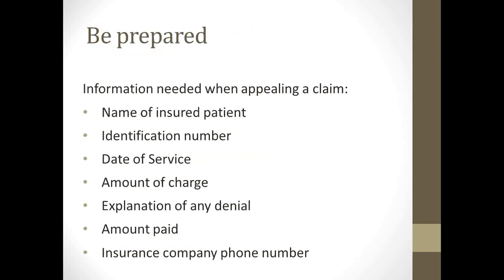Information needed when you do actually have your staff members appeal a claim. They're going to need the name of the insured patient, identification number, date of service, the amount of the charge, the amount that was paid, explanation of why it was denied, and of course the insurance company phone number or website. Some insurance companies will have this available on their website too, so that you can appeal it online.